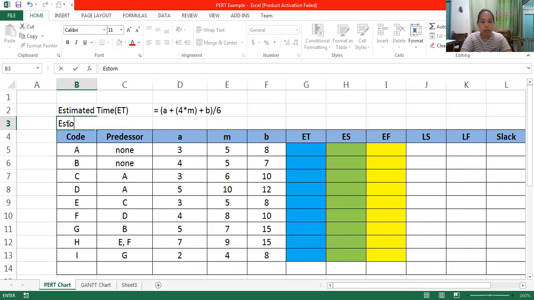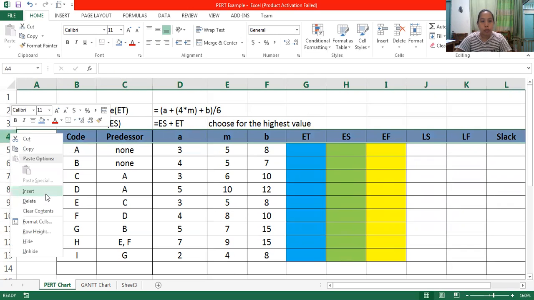So earliest start, that is ES. The earliest start is ES plus ET, and then you're going to choose the highest value. You would know later why you're going to choose that value.